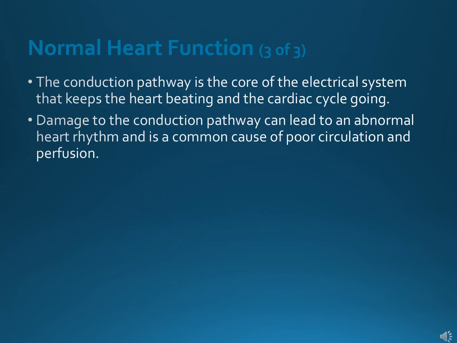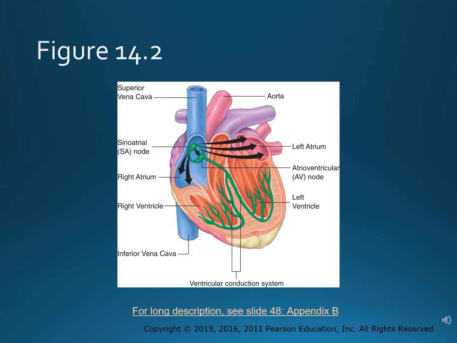The conduction pathway is the core of the electrical system that keeps the heart beating and the cardiac cycle going. Damage to the conduction pathway can lead to an abnormal heart rhythm and is a common cause of poor circulation and perfusion. So think about this: when electrical messages are interrupted, performance is affected. It's similar to when the digital picture on a TV is distorted, or when a storm comes through and causes signal interference. It's essentially what's happening in the heart as well.